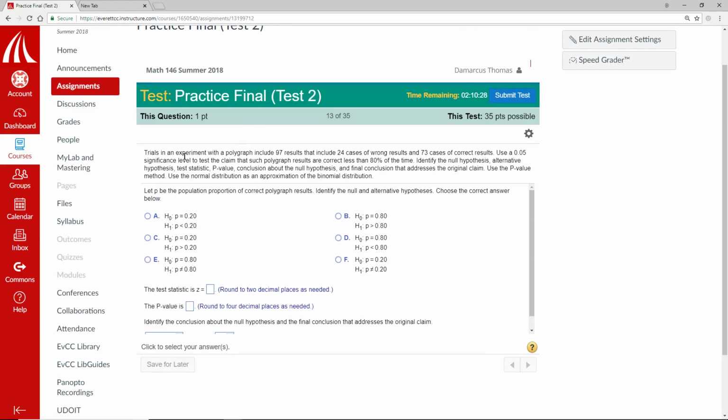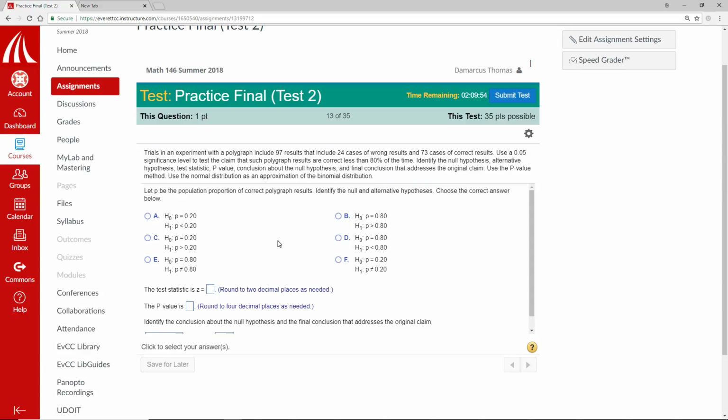Trials in an experiment with a polygraph include 97 results that include 27 cases of wrong results and 73 cases of correct results. Use a 0.05 significance level to test the claim that such polygraph results are correct less than 80% of the time. Identify the null and the alternative. And so on and so forth.